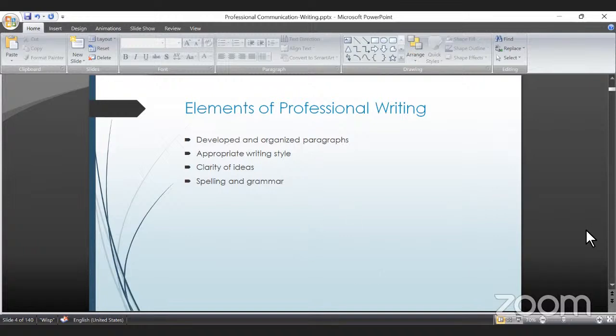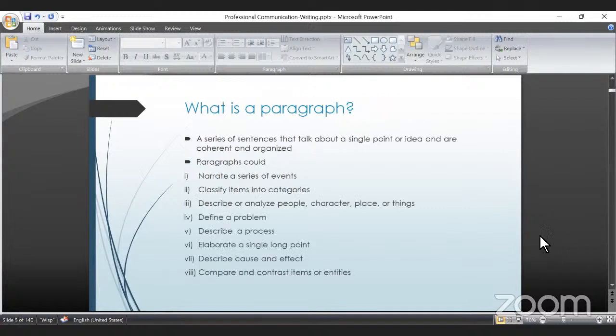So in today's class, we're going to begin with the first element, which is developed and organized paragraphs. We look at what we mean by a developed paragraph, and that would be the first part. And the second part would be to look at how we organize paragraphs, both within and between the various paragraphs that we have. So that's what we are going to discuss in today's class.